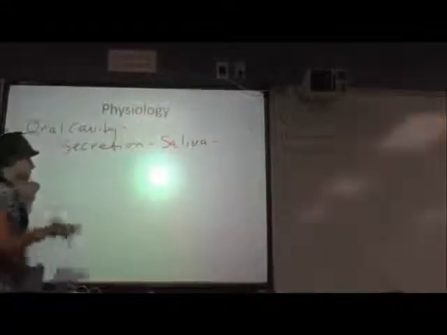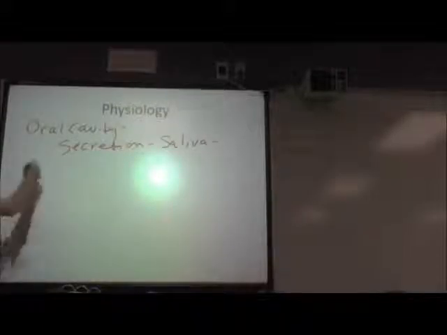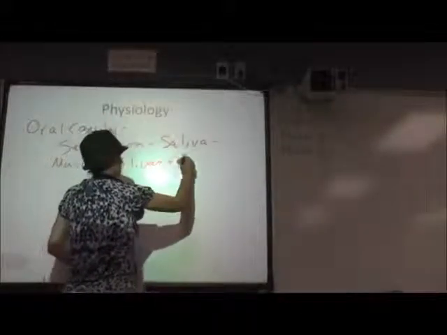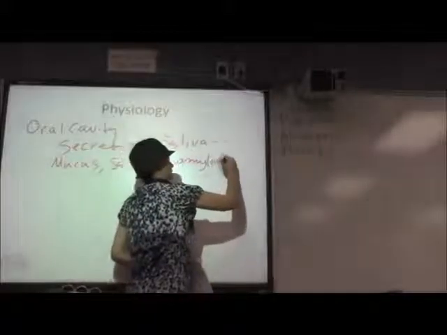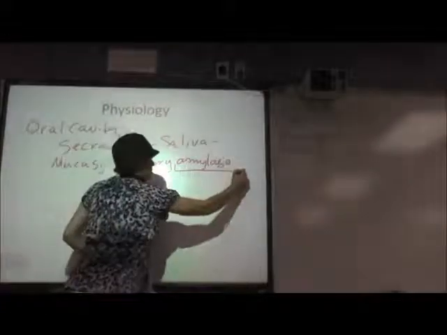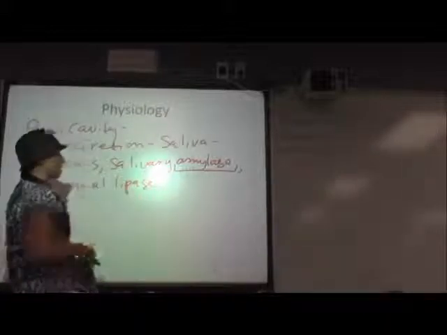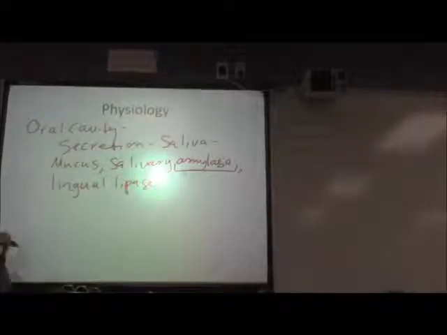Saliva contains many things that are going to be important. It's got mucus, which helps with lubrication of the bolus that you're forming. It's got salivary amylase. Amylases digest carbohydrates, so this will actually begin carbohydrate digestion in the mouth. Saliva also contains stuff called lingual lipase. This is not activated until it gets to the stomach, so this is not active.